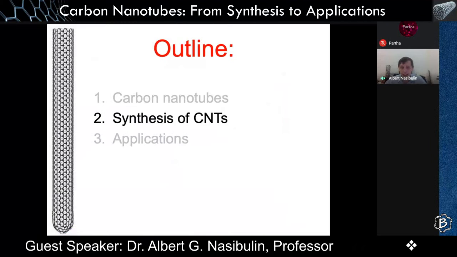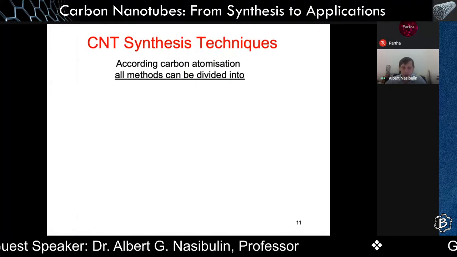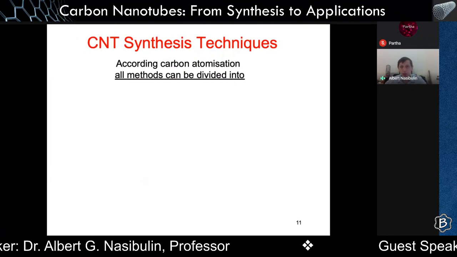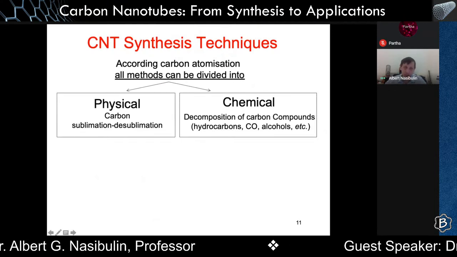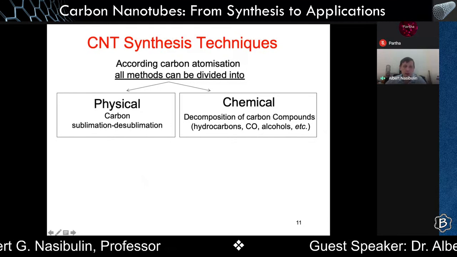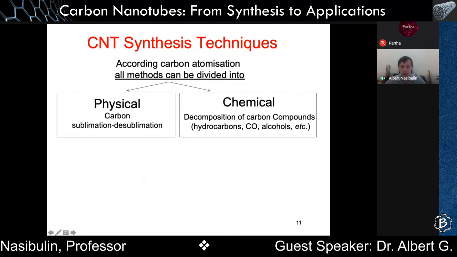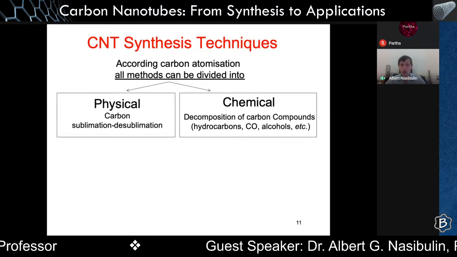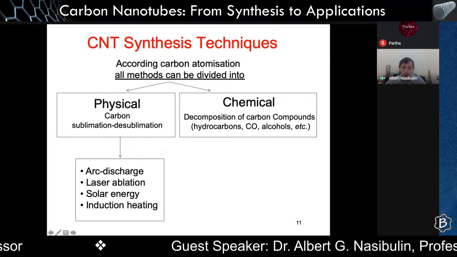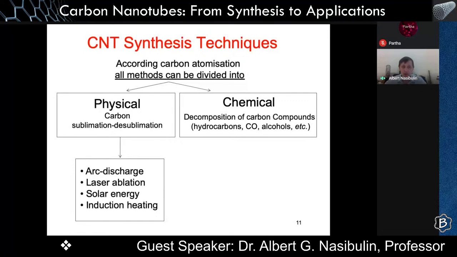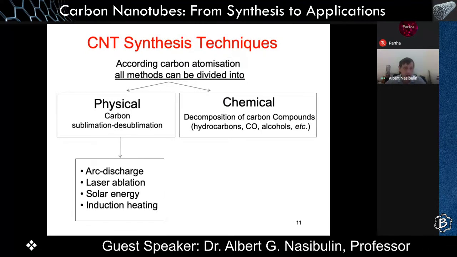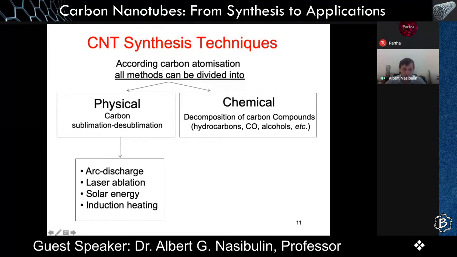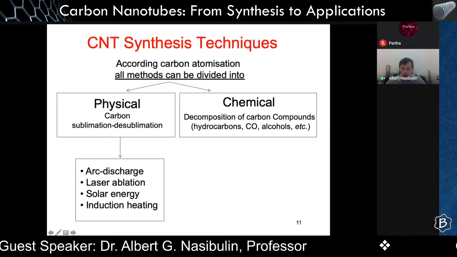So how are those tubes synthesized? I personally divide all the methods for carbon nanotube growth, according to carbon atomization, into physical and chemical ways. The physical way is based on sublimation and desublimation of carbon. Since graphite, which is usually used for the synthesis of carbon nanotubes, has a very low equilibrium vapor pressure, you need to put in very high energy to evaporate this material, and it takes temperatures above 3,000 to 5,000 Kelvin. That could be realized using arc discharge, laser ablation, solar energy, or induction heating.